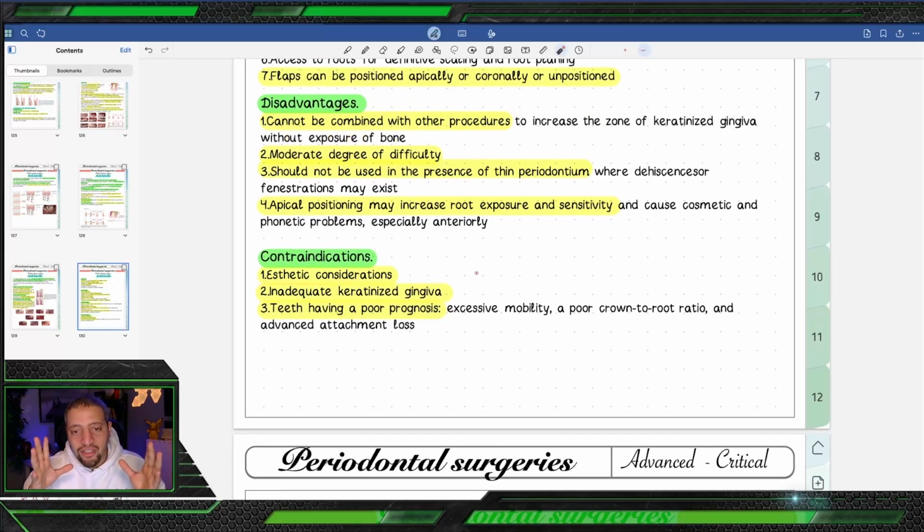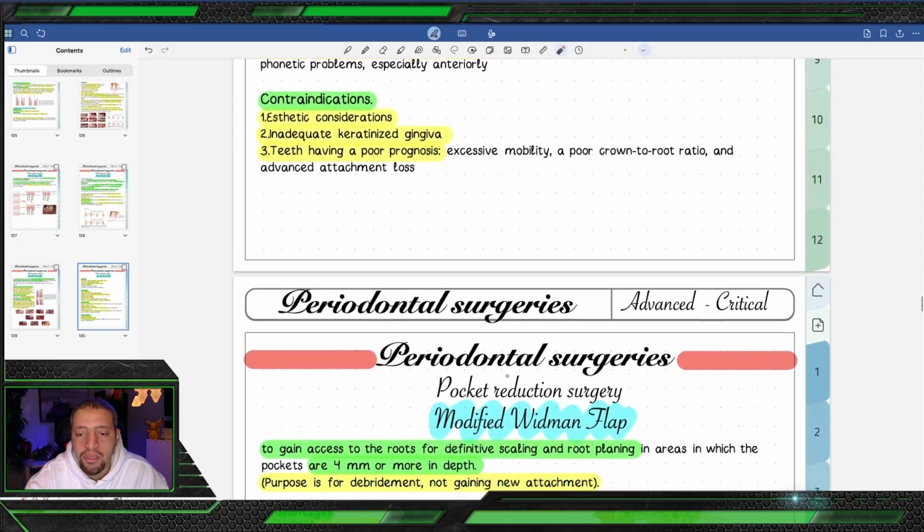Think about the same surgery being done in anterior teeth. You're going to end up with horse teeth, very long teeth, or inadequate keratinized gingiva, so it's not absolutely indicated for all cases. If you don't have any attached gingiva, you cannot suture it, so it will be useless for the patient. Teeth having a poor prognosis: if the teeth have excessive mobility, poor crown-root ratio, advanced attachment loss, these teeth need to rest in peace to be extracted.